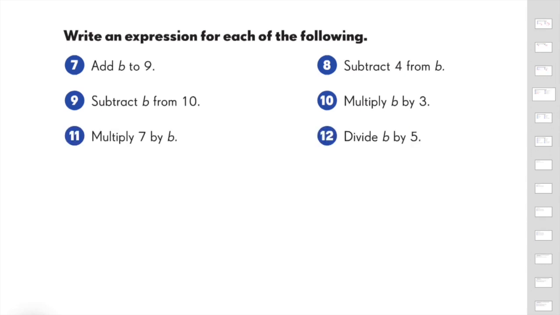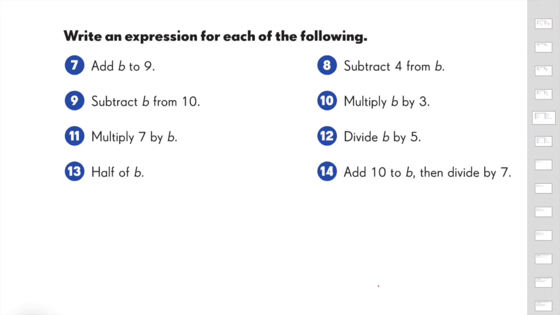Number 11, multiply 7 by b. Well, 7 times b, but again, in algebra, we list the variable right next to the whole number. So 7b implies multiplication. Number 12, divide b by 5. Well, b divided by 5, but we know in algebra we would list that as b over 5. So b over 5 would be the expression.